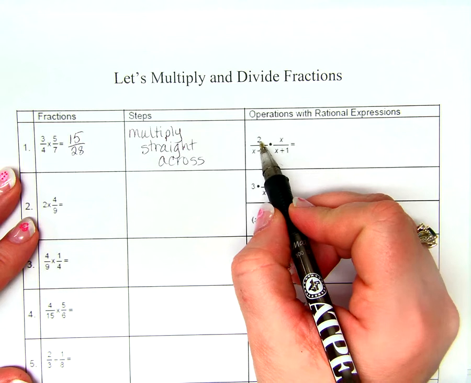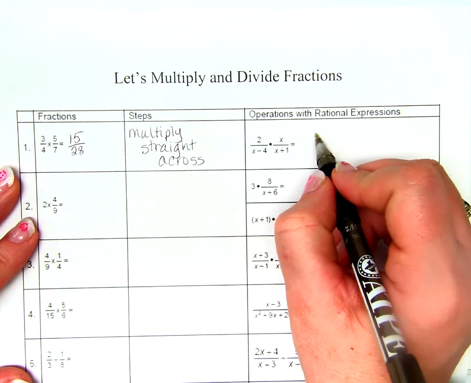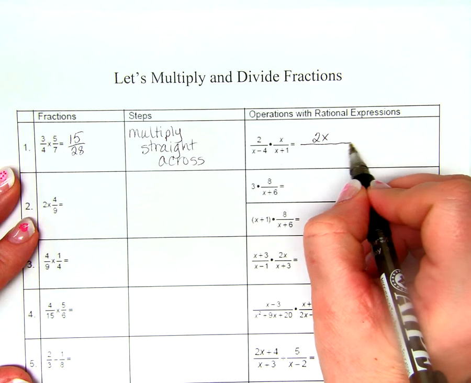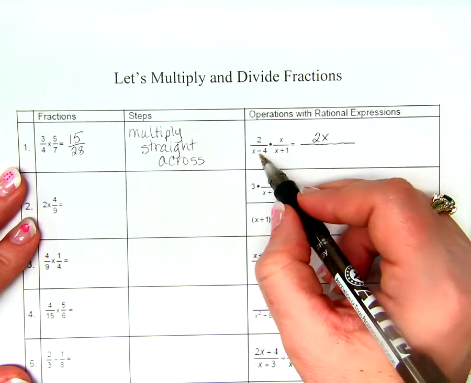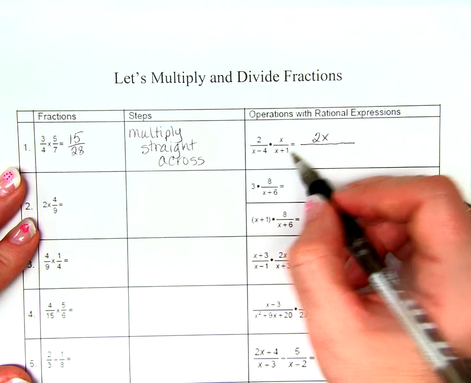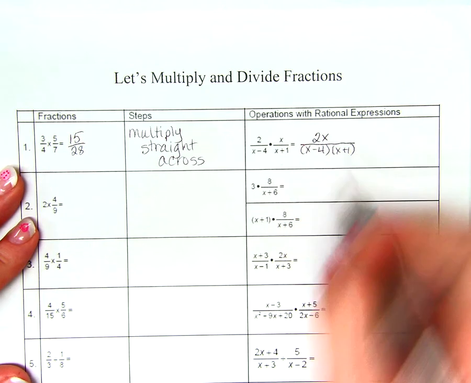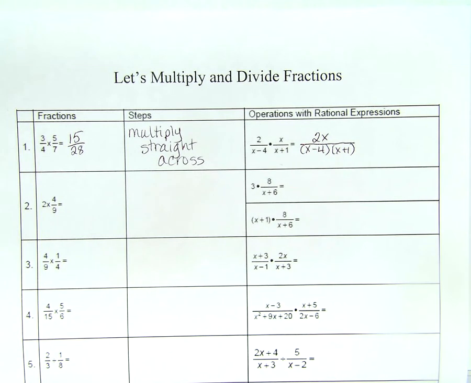So what is 2 times x? 2x. Okay, watch before you write anything down. Watch. What do I do with the denominators? Multiply. Am I multiplying these denominators? How do you know? It's like parentheses right beside each other. That we know that means multiply, right? Do I have to multiply them out?